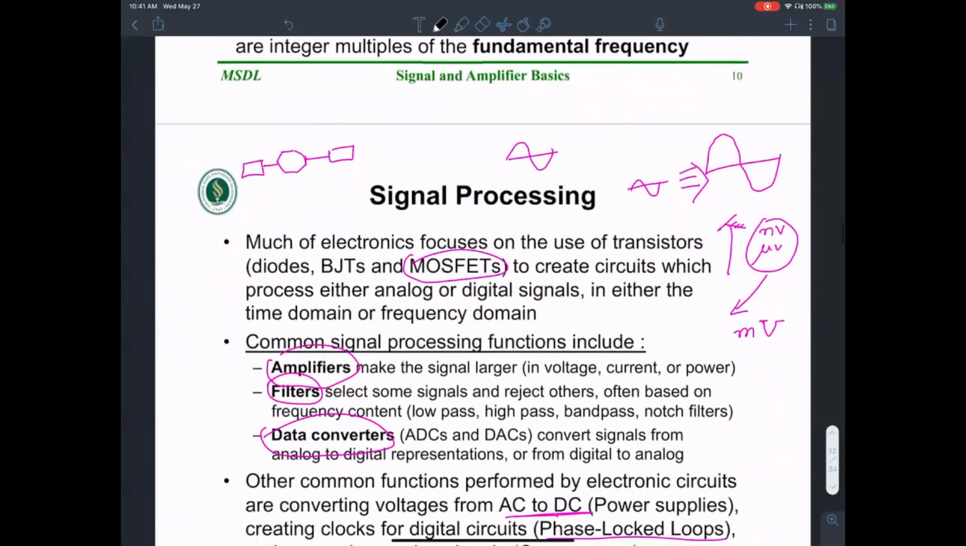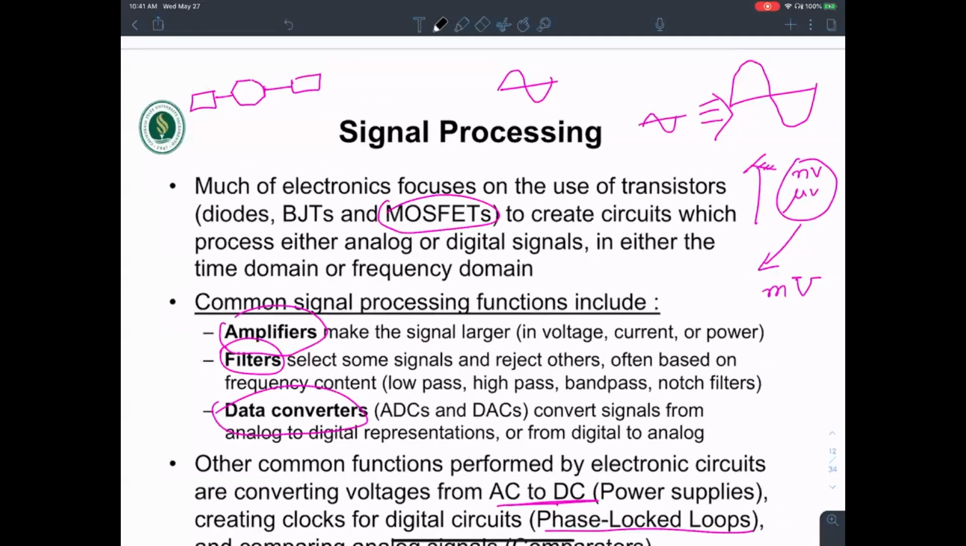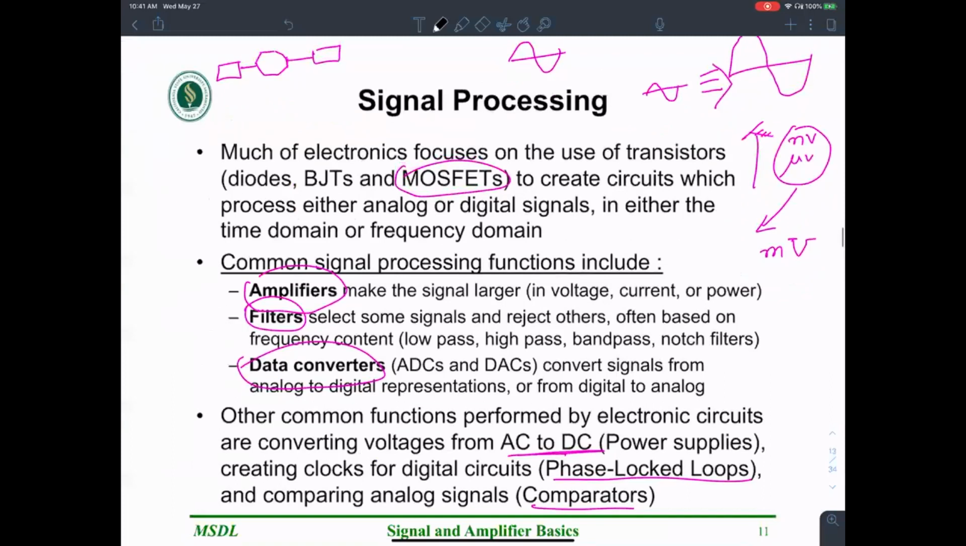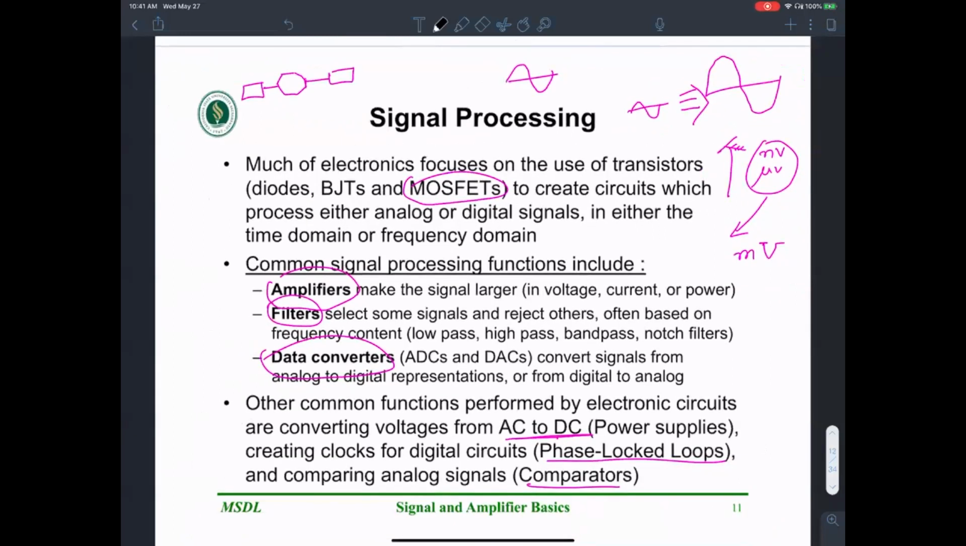I mentioned there are a bunch of different ways to process signals. There can be amplifiers, filters, data converters, analog to digital and digital to analog, and even phase lock loops, comparators, and AC to DC converters. There is a whole host of different ways in which I can manipulate, massage, and modify my input signal. Questions, please. Questions so far?